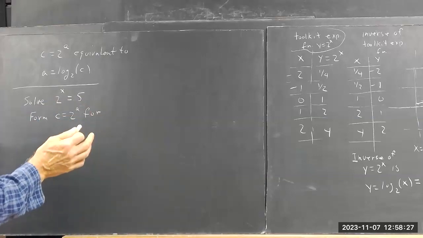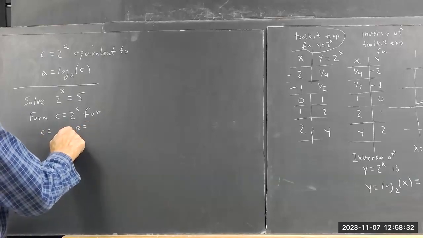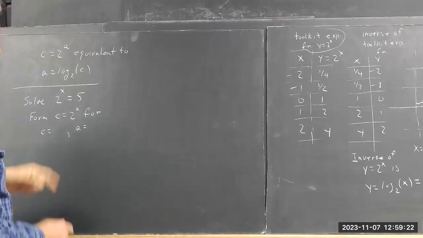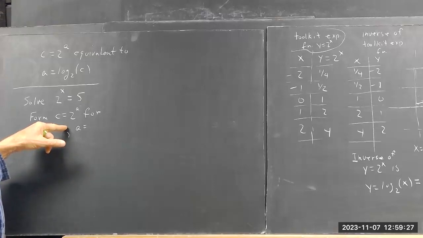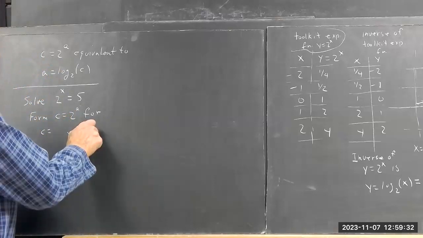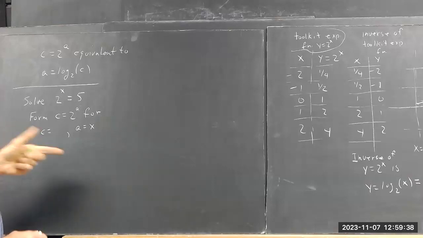C equals 2 to the a. For what value of c and what value of a? To identify a, where does a occur in this form? It's the exponent on 2, right? Now, in the equation that we're working at, what's the exponent on 2? It's x. So a equals x. And c equals whatever's on the other side of the equal sign, which is 5.